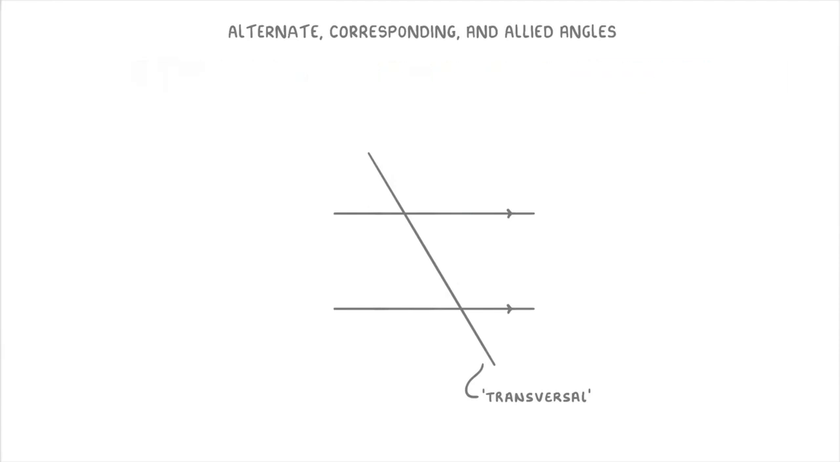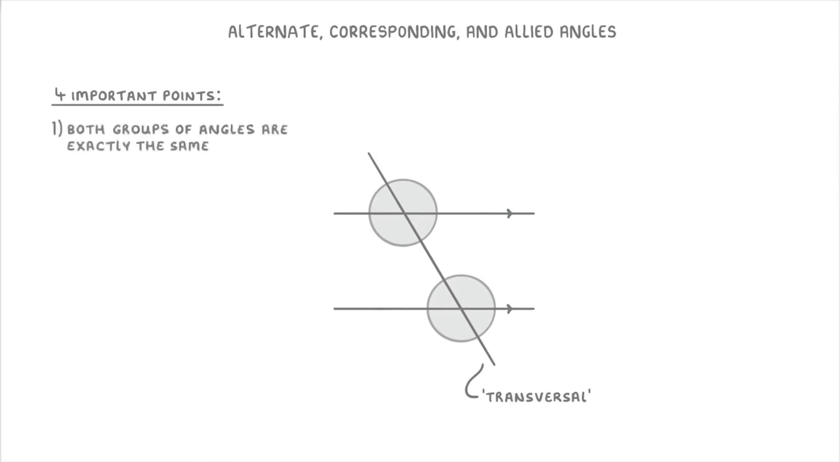Whenever this happens, we end up with two groups of angles, one here at the bottom and another one here at the top. And there are four important points that you want to notice about these angles. The first is that both groups of angles are exactly the same. For example, in this case, they both have a 120 degree, a 60 degree, another 120 degree, and another 60 degree angle.